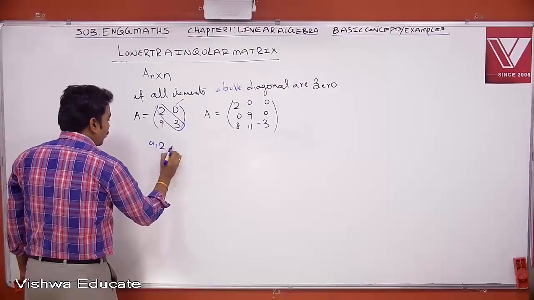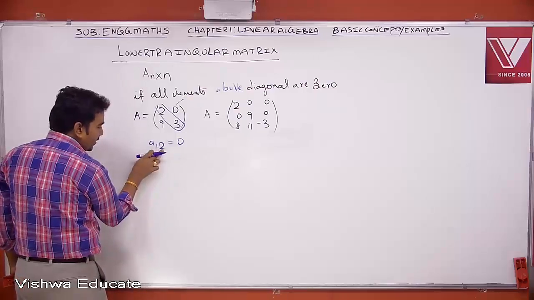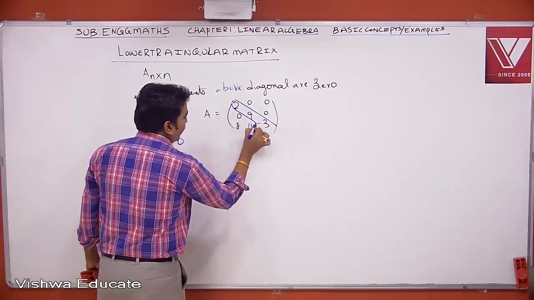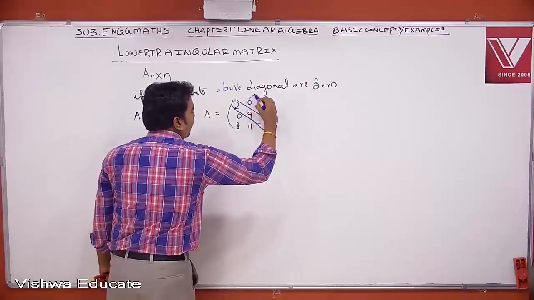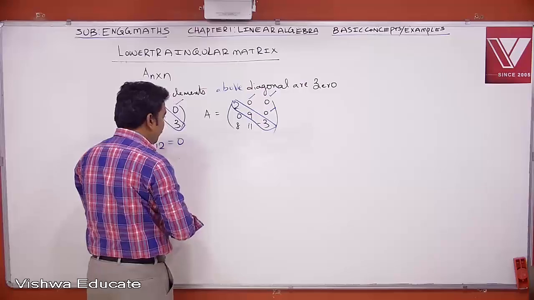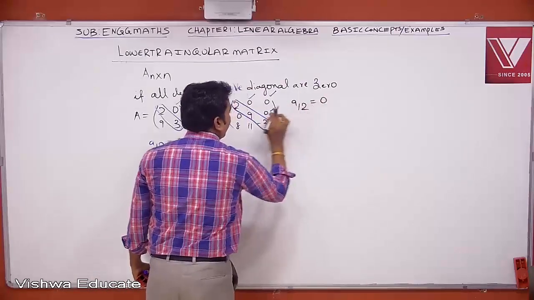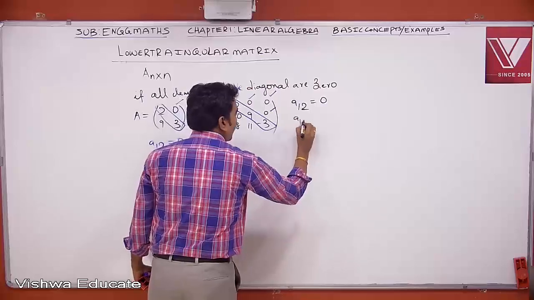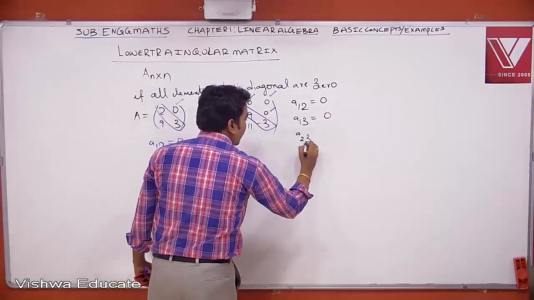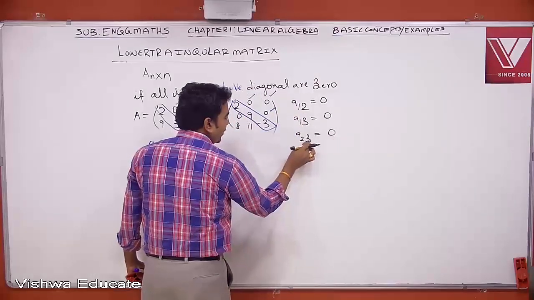In this case, A12 equal to 0. This is the second element in the first row. Here i is less than j. Now here my diagonal elements are 2, 9, minus 3. Now all elements above the diagonal are 0. This is the second element in the first row, so this is A12 equal to 0. And this is the third element in the first row, so the notation is A13 equal to 0. This is the third element in the second row, A23 equal to 0. So i less than j, i less than j, i less than j.